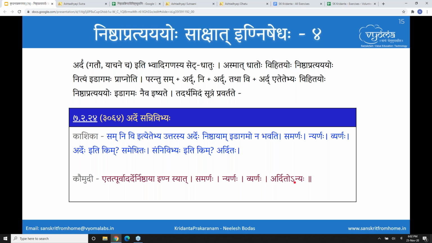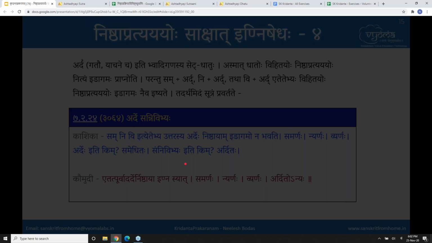I mean, these kind of involved sutras actually make vyakaranam dirty, or make it less enjoyable than studying shastra or studying logical aspects. But it's part of discussion, so we have to finish them off anyway. So specific vishayaha santi sama ni vi ityete upasargaha santi chet ardhatoho vihitasya nishtha pratyasya idagamaha na bhavati.